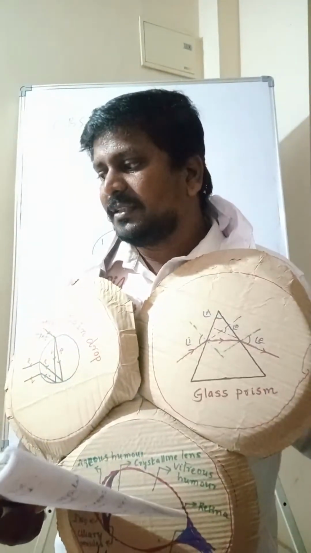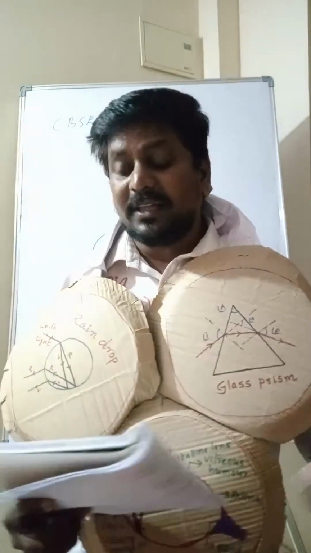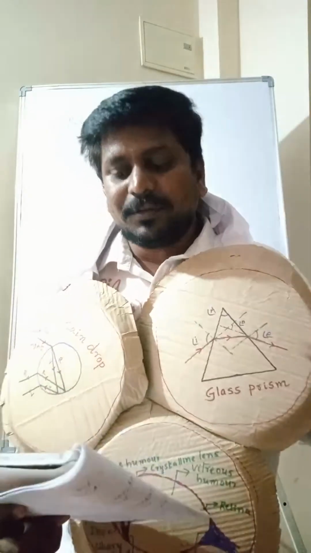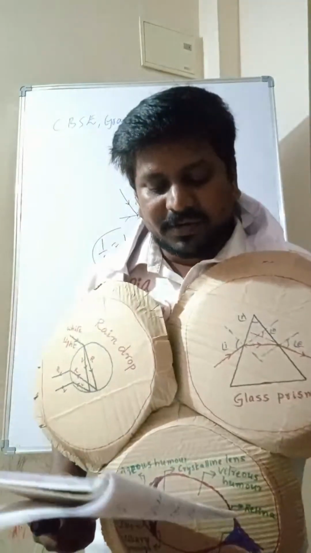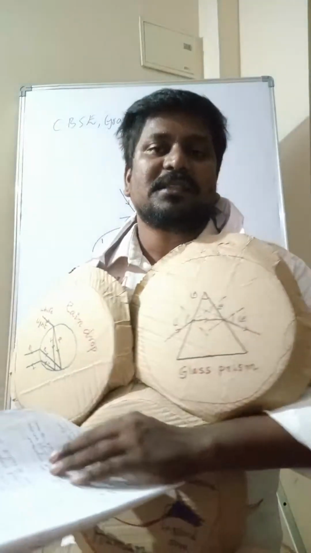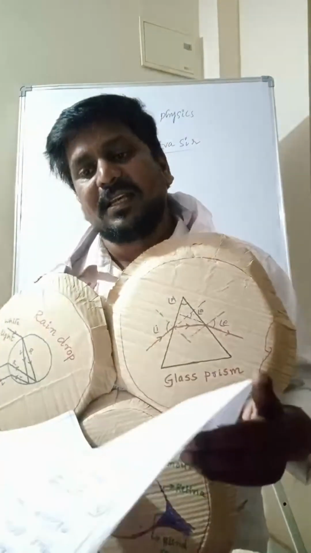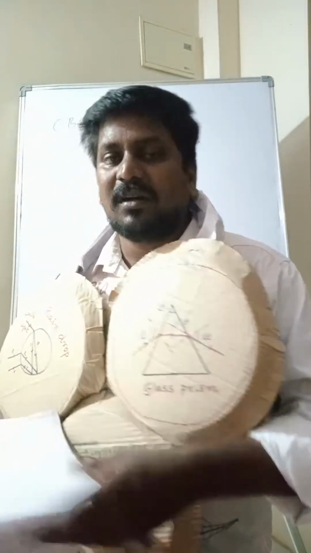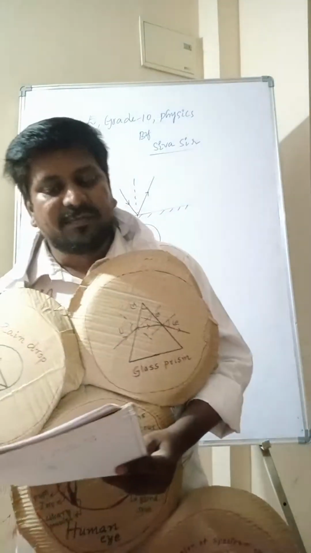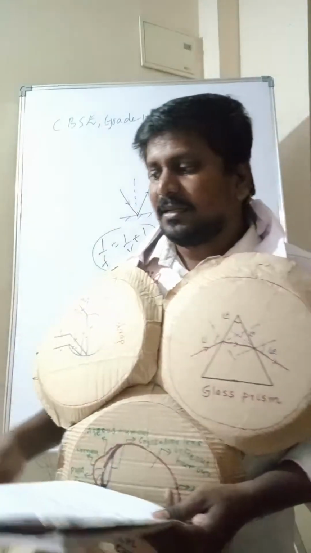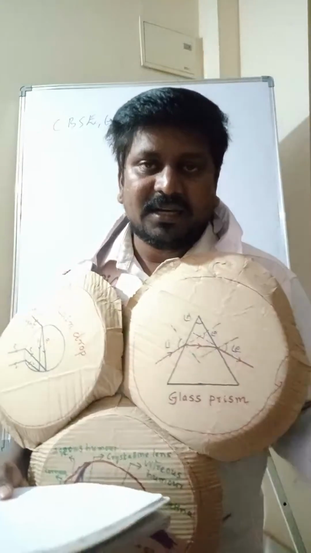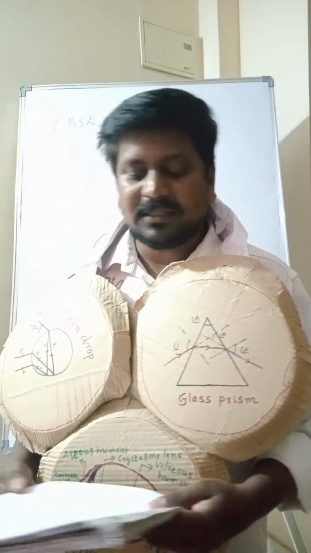Field of view: what is field of view? The region between two extreme reflected light rays is called the field of view. Paraxial rays are the rays which are very close to the principal axis. Marginal rays are the rays which are away from the principal axis. Object distance is the distance between object and mirror, like the pole. If it is a lens, the optic center. Image distance is the distance between image and mirror, lens also we say.